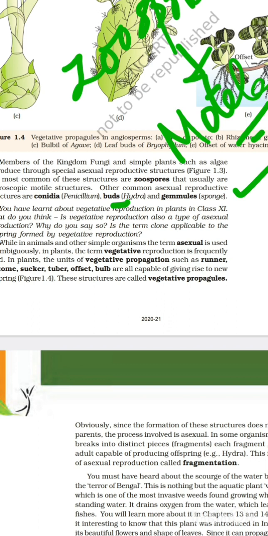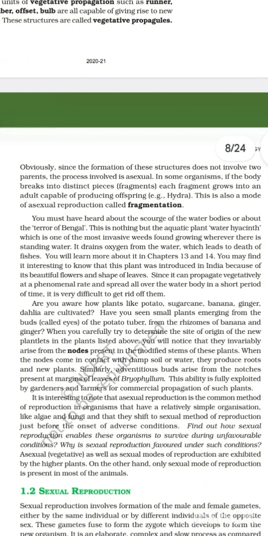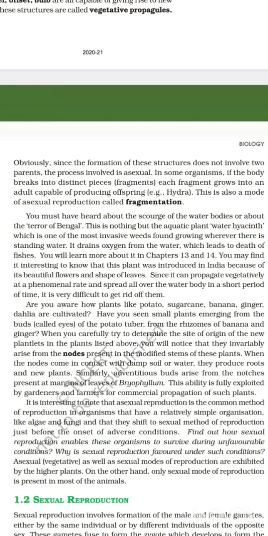But in the case of plants, it is called vegetative propagation, where the plant can be vegetatively propagated by runner, rhizome, sucker, tuber, offset, bulb. All these are capable of giving rise to new offspring. These structures are called vegetative propagules. Obviously, since the formation of these structures does not involve two parents, the process involved is asexual.